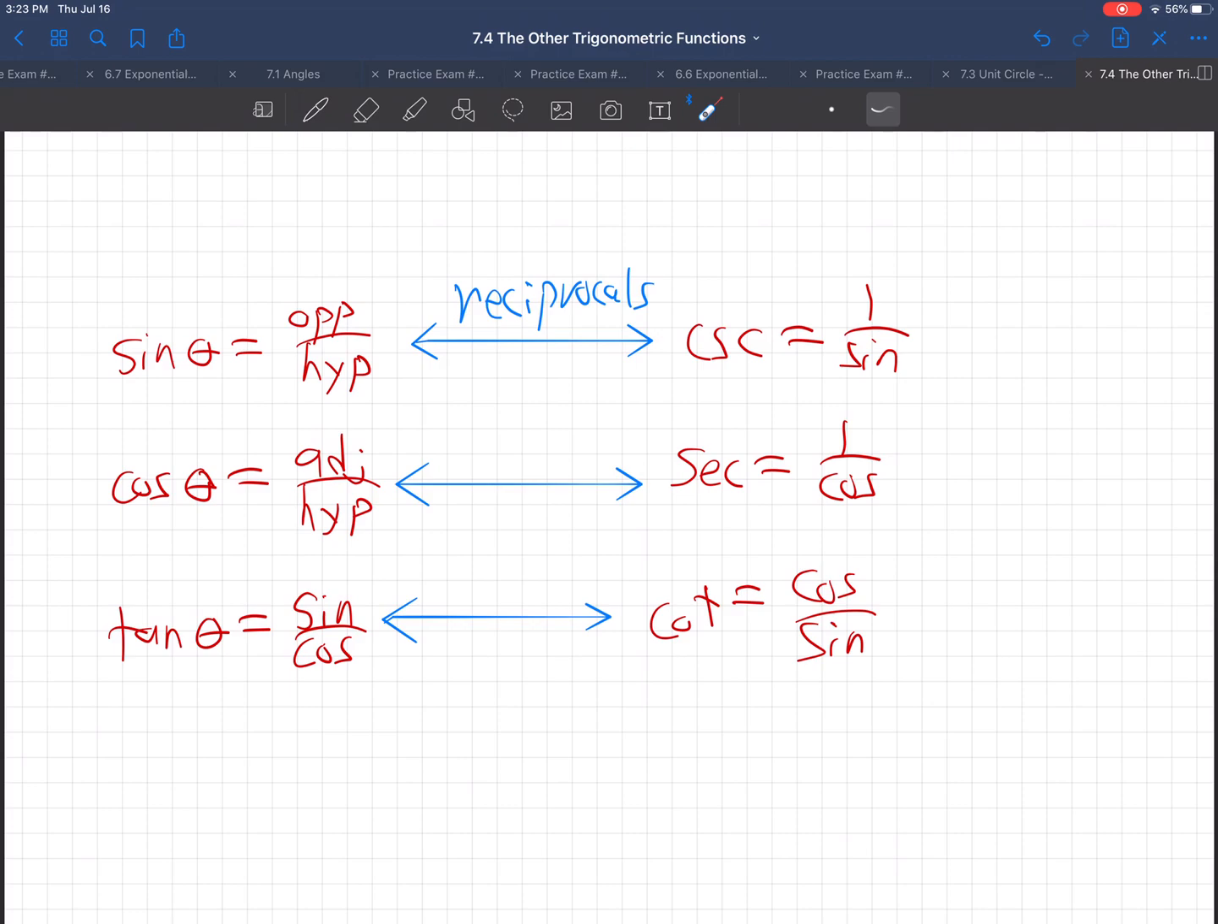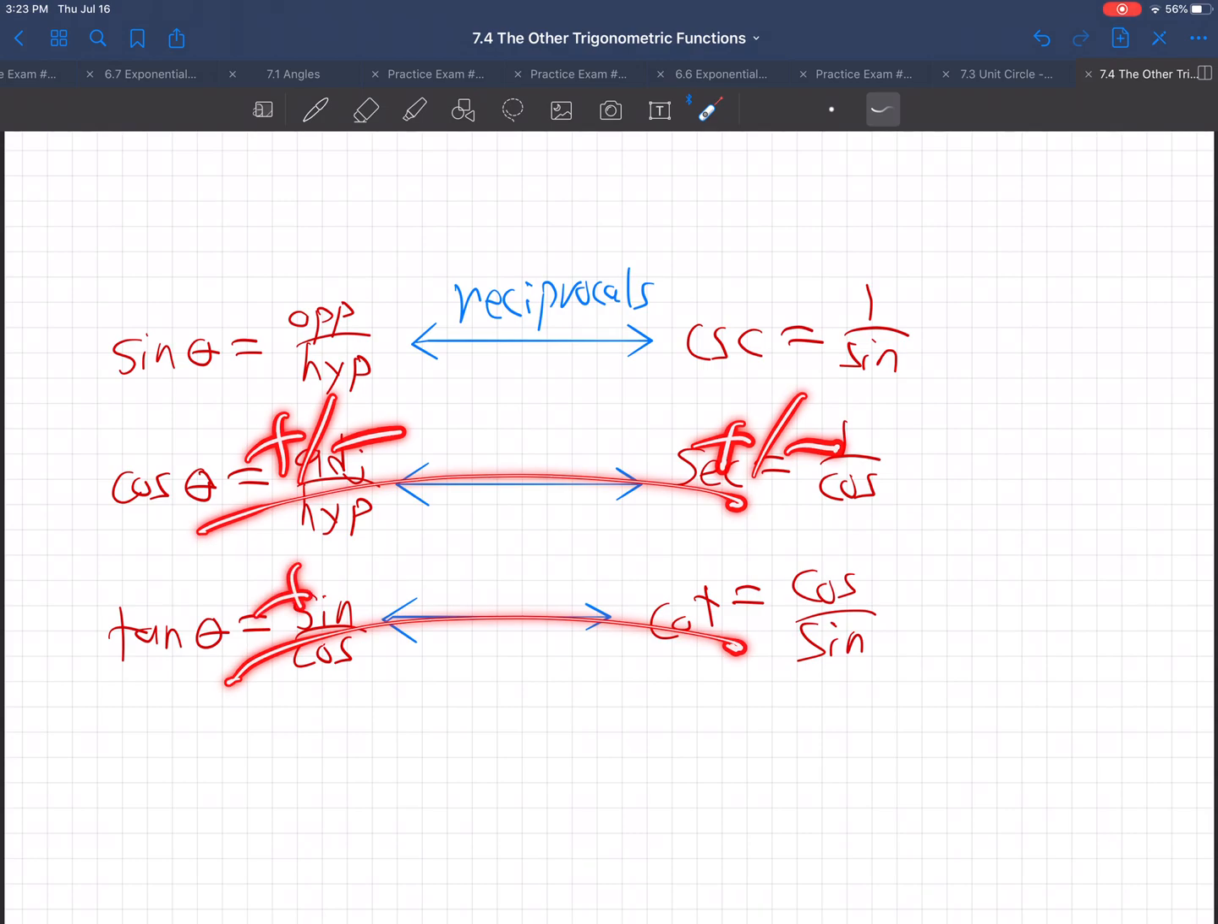That same truth goes for these 2 and these 2, right? If this one's positive, so is that one. If this one's negative, so is that one. If this one's positive, so is that one.